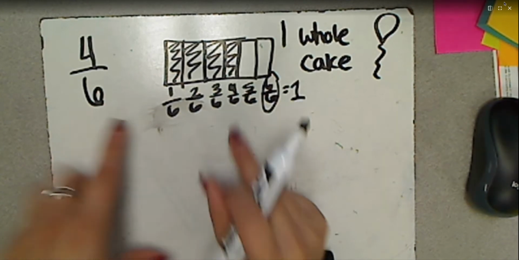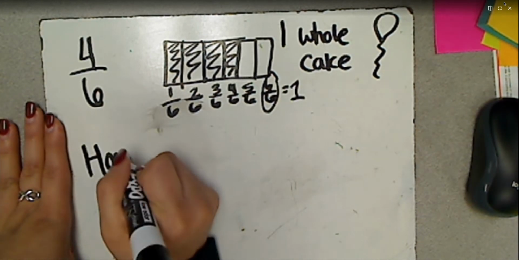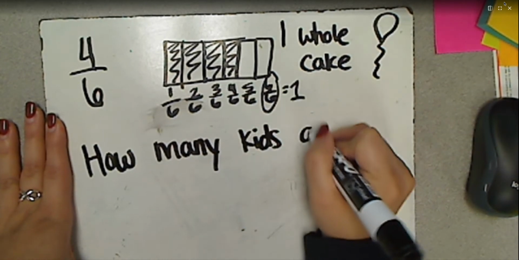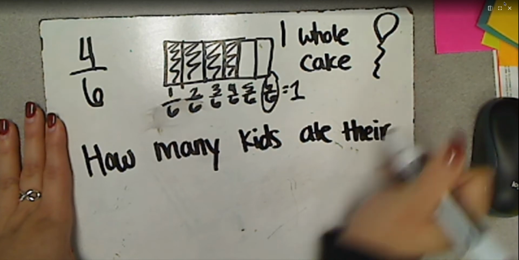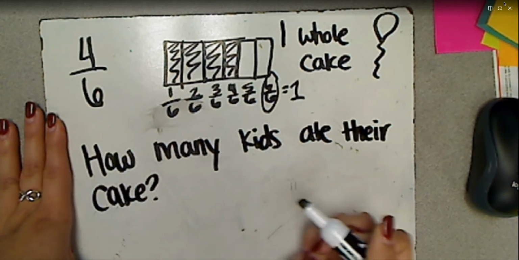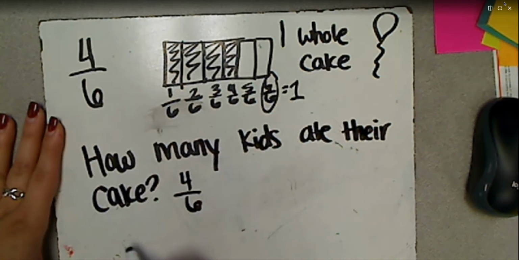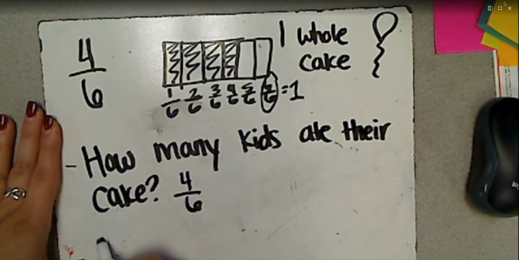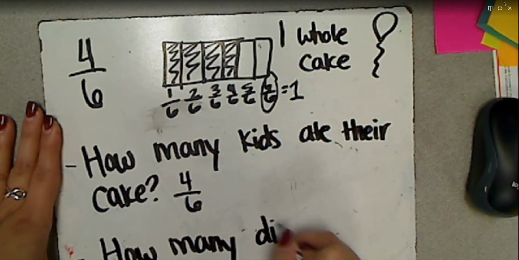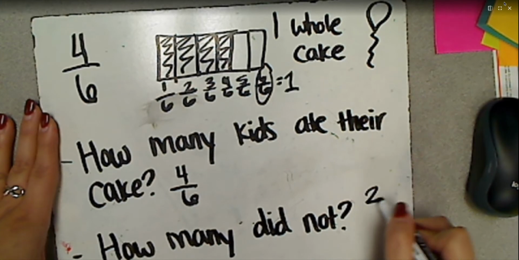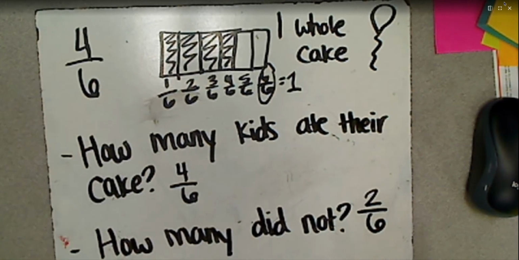So if I asked how many kids ate their cake, you could say 4/6. Or you could ask what fraction did not. And that could be the ones that left it on their plate. So that could be represented as 2/6. So there's so many different ways of doing this.